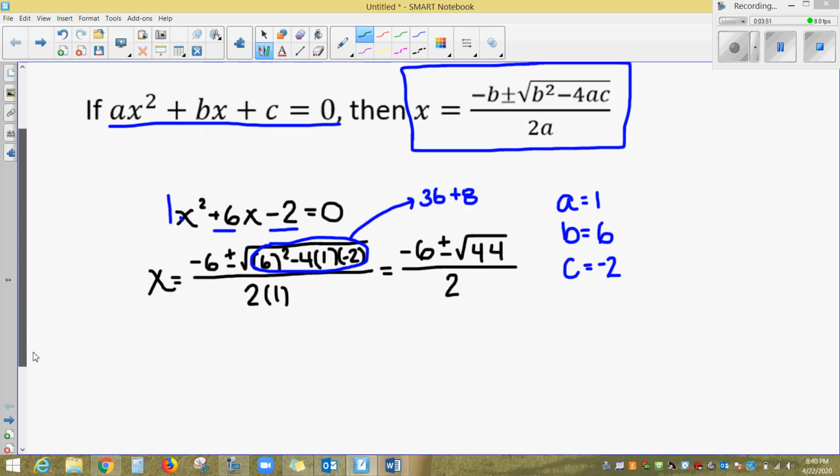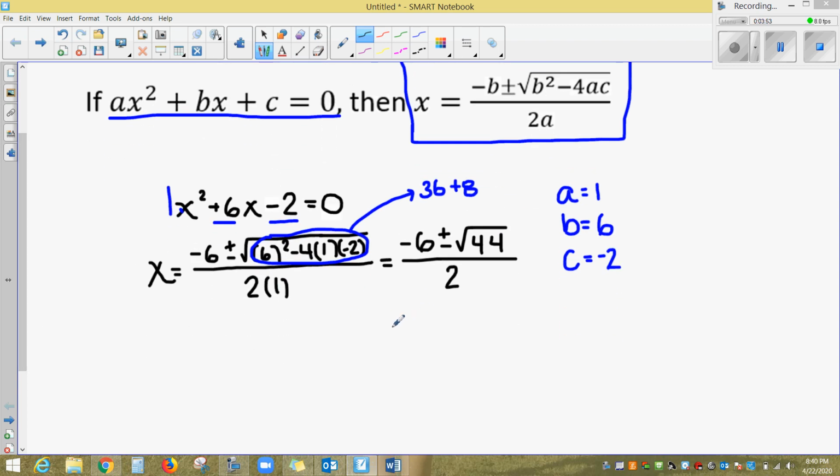Next thing I want to do is simplify that radical if possible. And if I give you enough time, hopefully you would figure out that a 2 gets to come out from under and an 11 is stuck underneath.